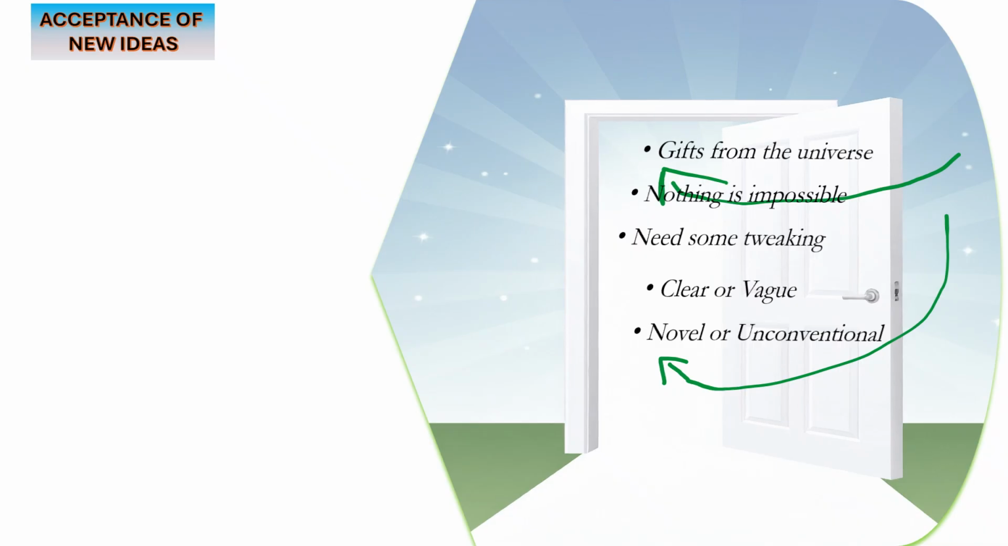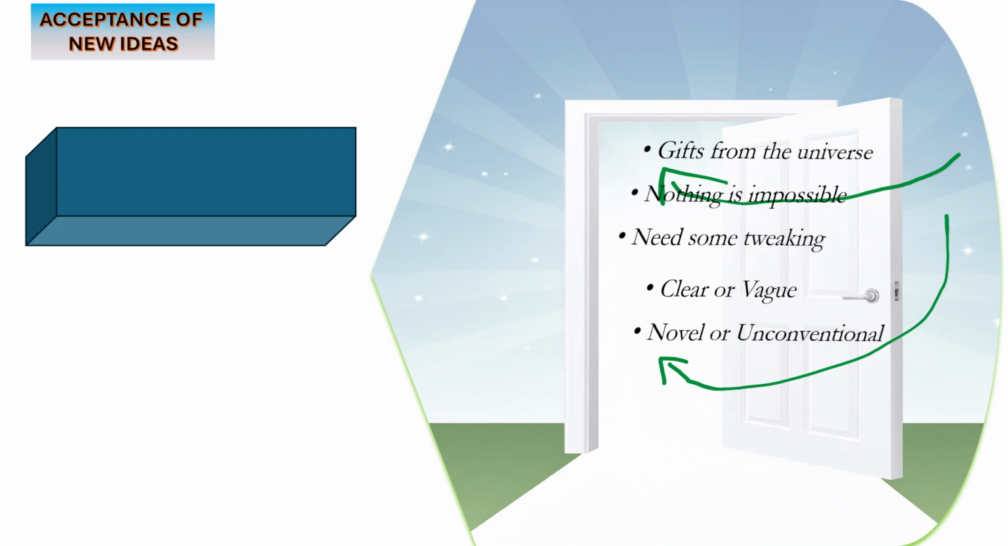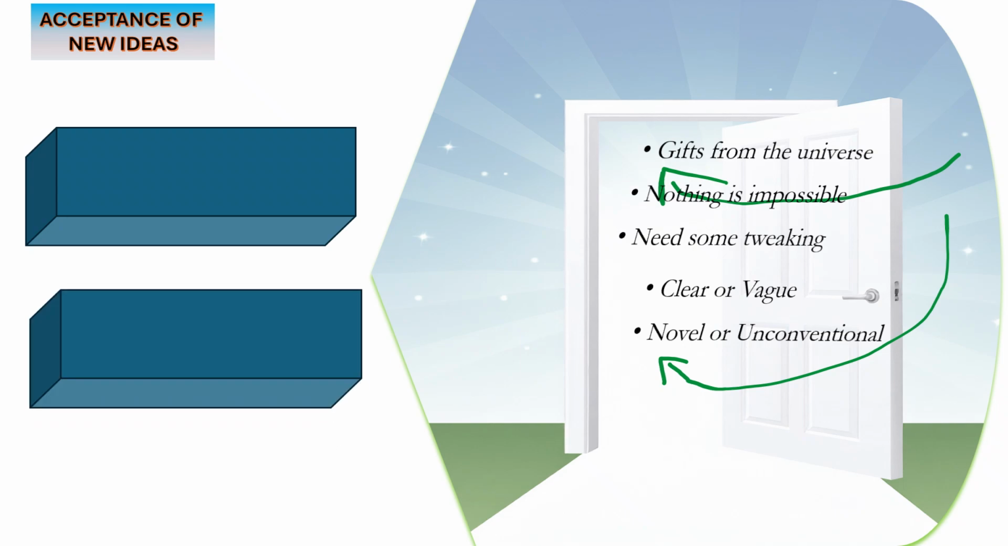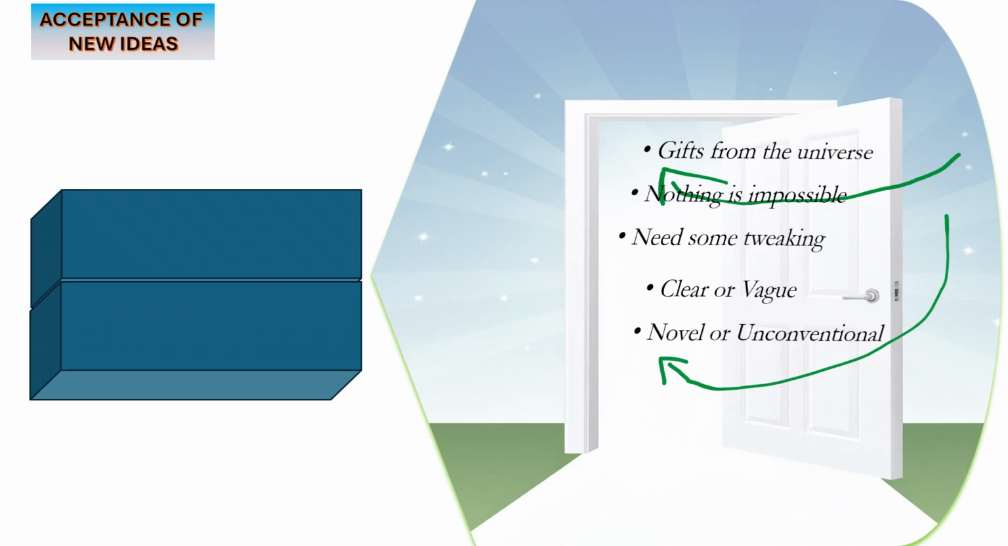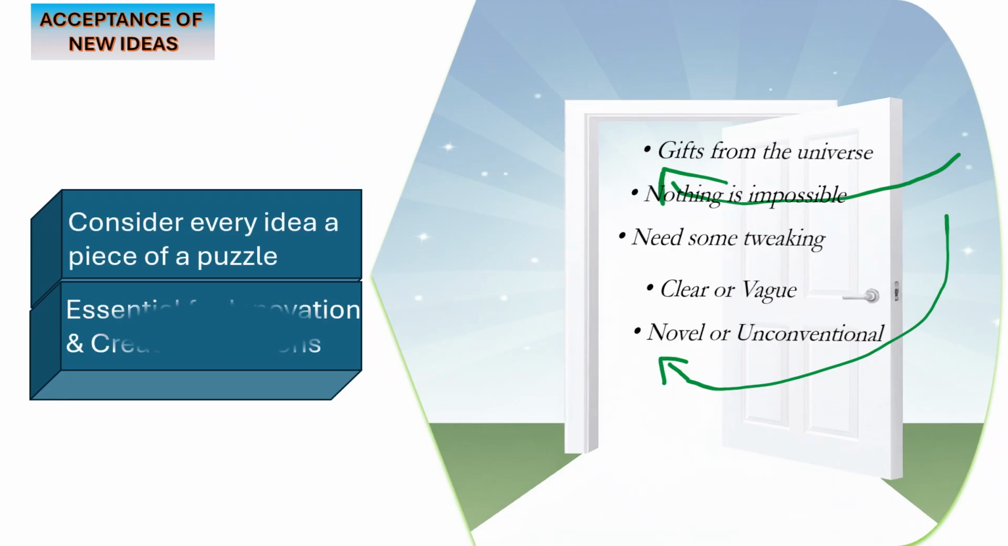Think about a child building with blocks. They don't say, oops, this tower is terrible. No, they just keep stacking, shifting, and creating something new. That is how you treat your ideas. Every idea is a piece of a puzzle. You just have to find what it fits. Therefore, acceptance of all ideas is a crucial component of the divergent thinking process, essential for innovation and creative solutions.